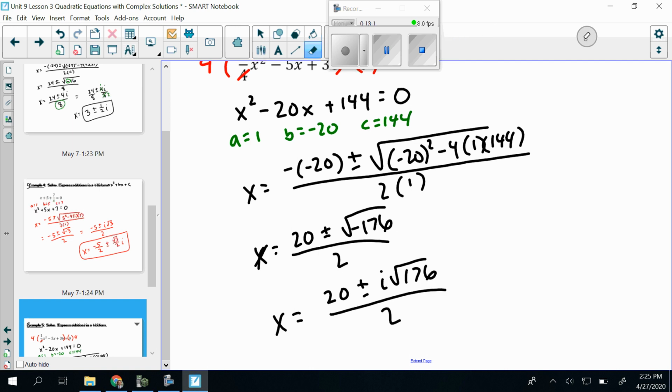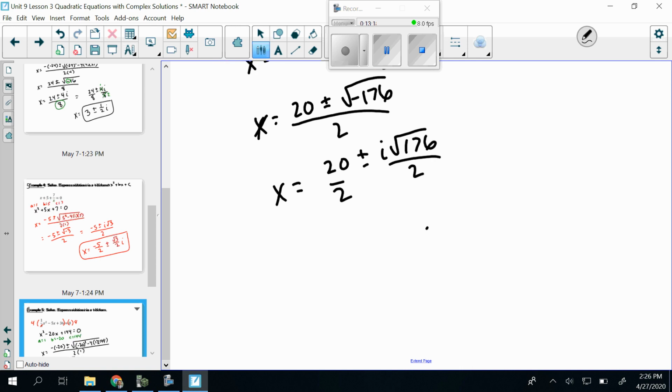We know eventually we're going to want to make this both over 2 here. So now what you want to do to get to your final answer, because oftentimes, especially on the ACT, they'll have these simplified, is this: 20 over 2 is going to be 10 plus or minus. Does that square root of 176 have any perfect squares in it? You want to check that because they're going to show you the most simplified form. So we're checking, is there a square root of 4, a square root of 9? Those perfect square numbers we know. Do any of these go into 176?